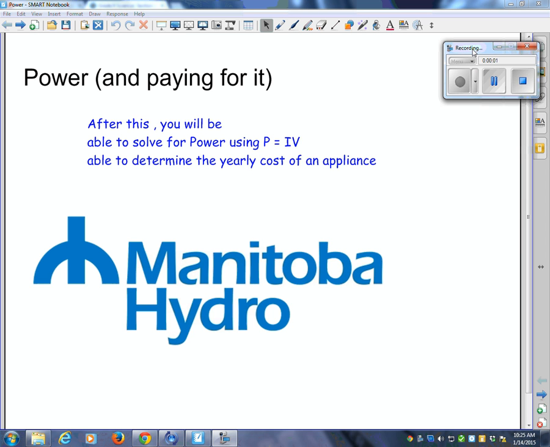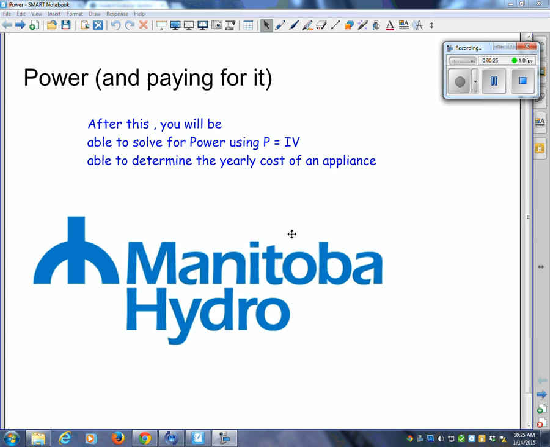Today we're talking about power and how to pay for it. After this, you'll be able to solve. I'm giving you one more formula you might want to have on your cheat sheet for the test. Make sure all the formulas are correct. You're going to be able to solve for power using P equals IV, and you're also going to be able to determine the yearly cost of an appliance.